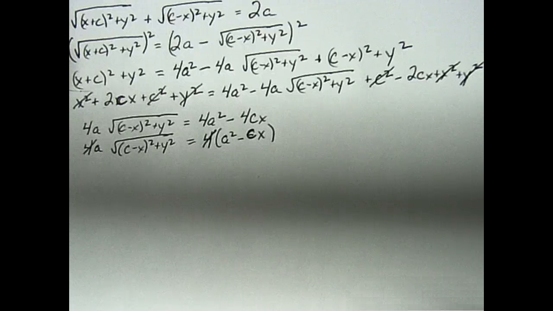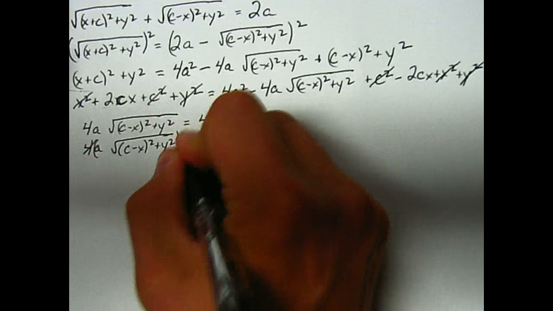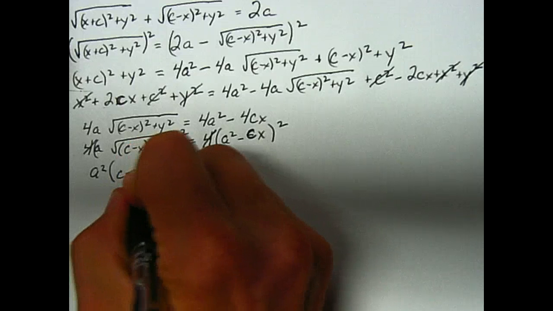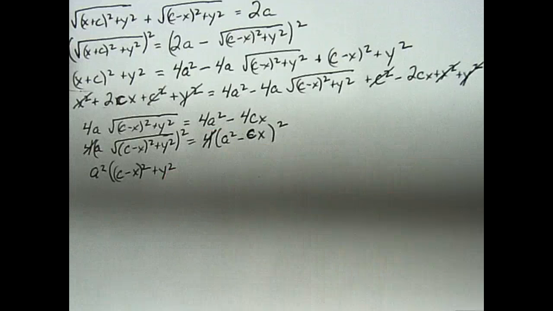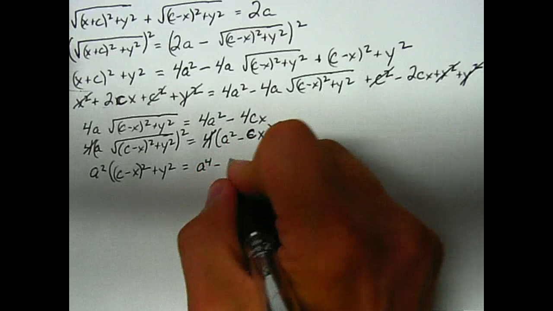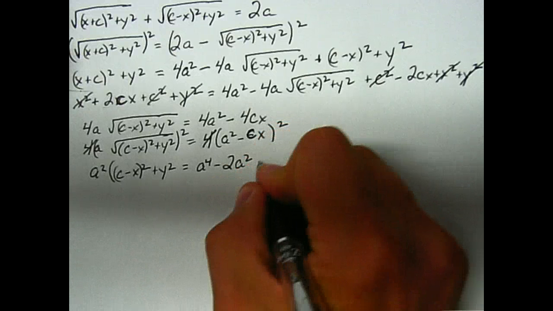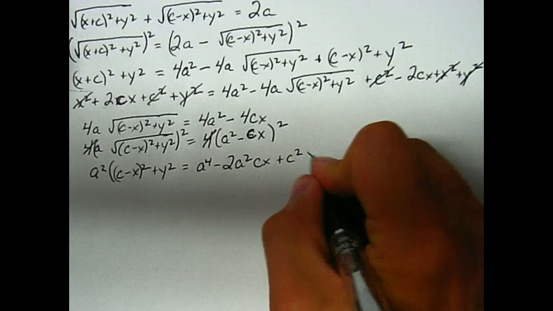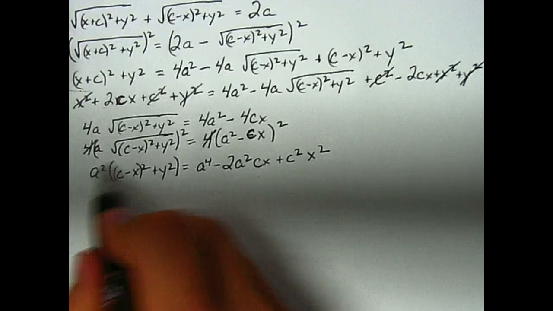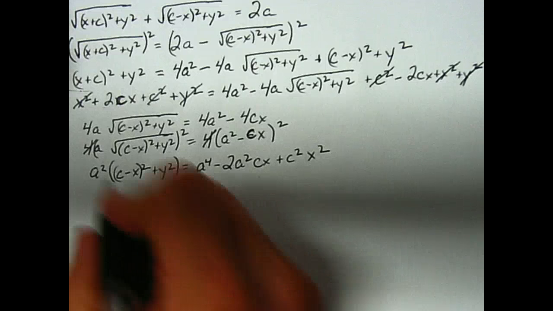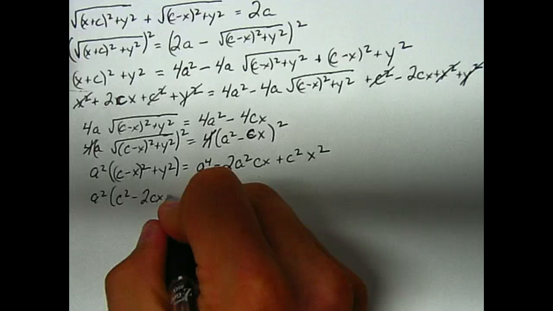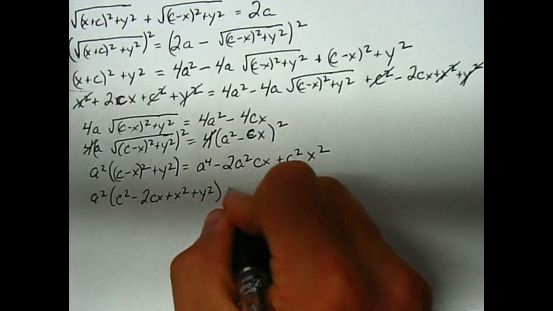So we're left with this. Okay, to get rid of the root sign, now I guess I've got to square both sides again. So let's square this, and now let's square this. Here I'm left with a squared times c minus x squared, all squared, plus y squared equal to, and here we've got another binomial square, so I'm going to get a to the 4th minus 2a squared cx plus c squared x squared. Oh, this is all in one bracket, so we've got to distribute the a squared out. But first let's deal with this binomial square. So I've got a squared times c squared minus 2cx, ooh, I like that, plus x squared plus y squared is equal to, and this is the same on this side.